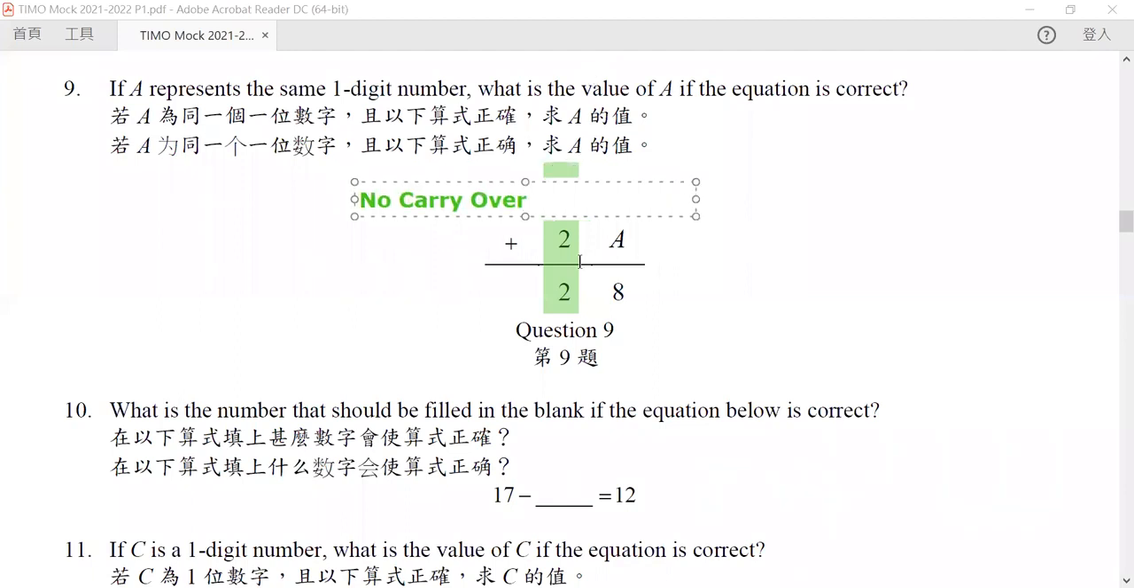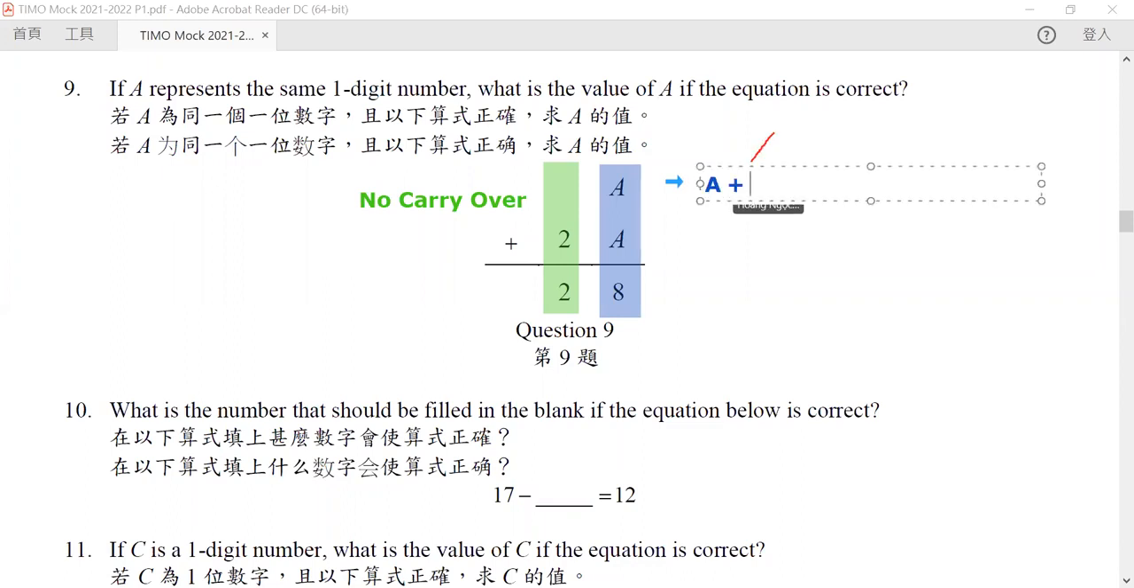Plus 24 equals 28. 8 is 4. Because there is no carryover, in here our A plus A is exactly equal to 8. Now, there are actually two possibilities. It can be equal to either 8 or 18. But because there is no carryover, we know that it must be equal to 8.